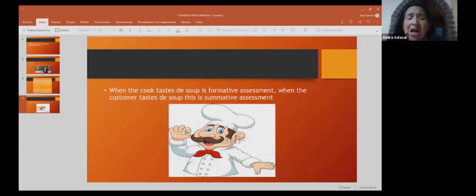In order to finalize my speech, I would like to read this quote. When the cook tastes the soup, it is formative assessment. When the customer tastes the soup, this is summative assessment. I think it's a good sentence to summarize what these two kinds of assessment are.